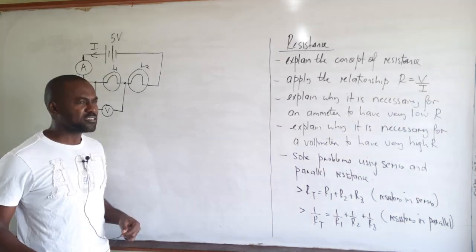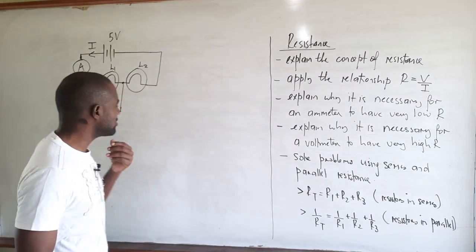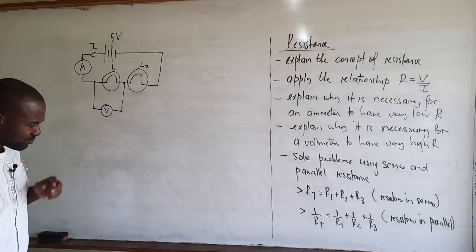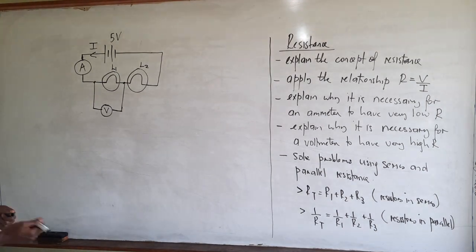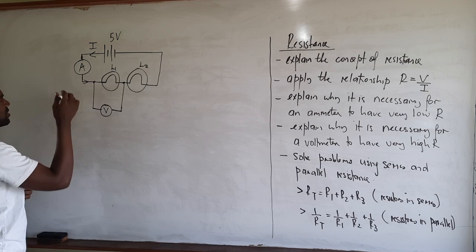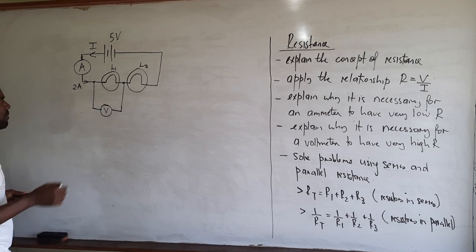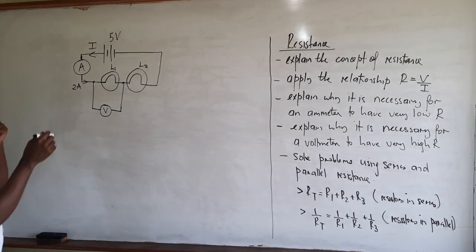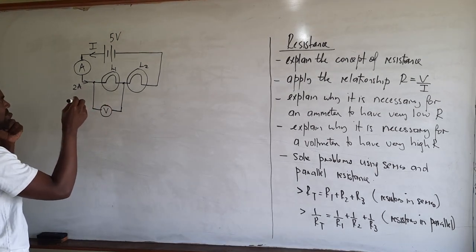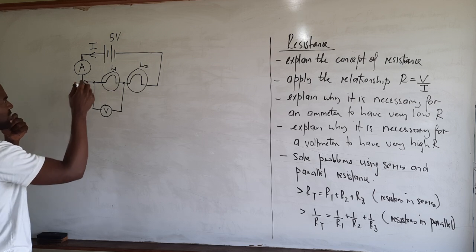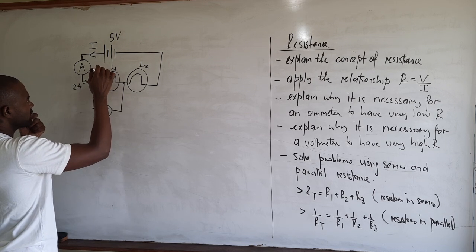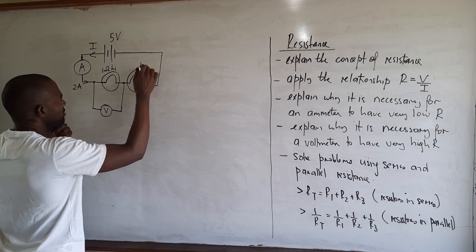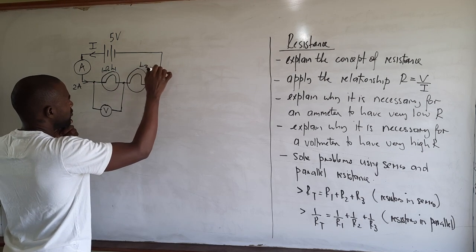Now, why do voltmeters need to have very high resistance? Now, let's examine this circuit. Let's imagine that, for instance, let's put some values here. Let's say we have a current of 2 amperes flowing in the circuit. And let's say this lamp is a 1 ohm lamp, right? This is a resistance of 1 ohm, and this one has a resistance of, say, 1.5 ohms, right?